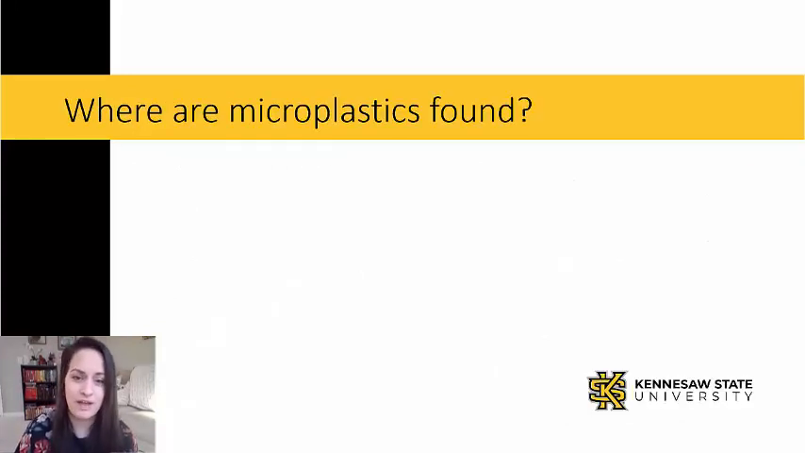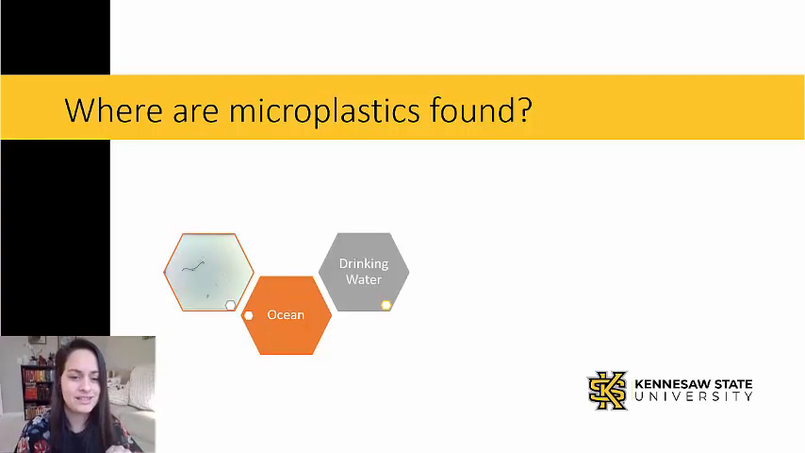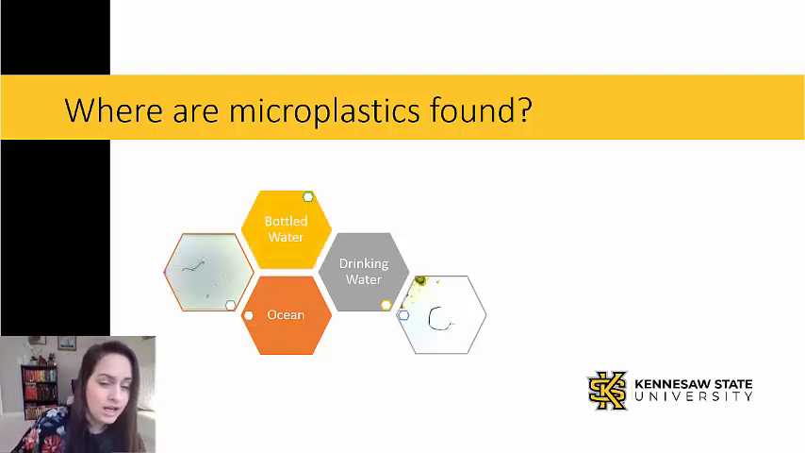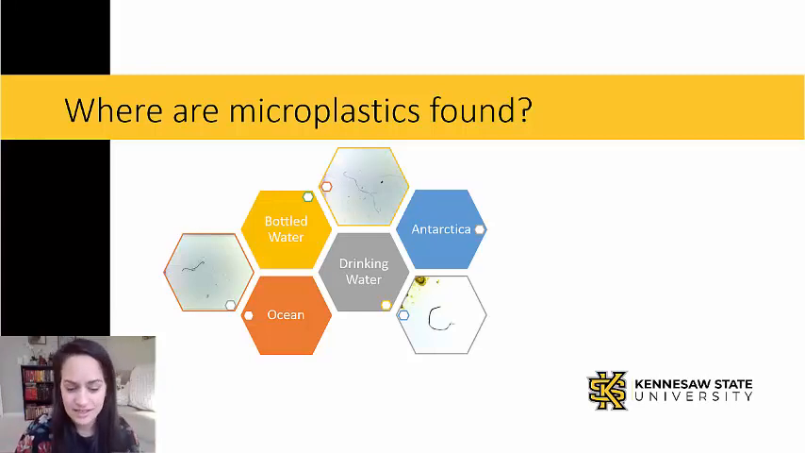So where are they found? Maybe a better question is where are they not found, but we see them in the ocean. That's probably how we first heard about microplastics. We do currently see them in drinking water. Not just drinking water out of your tap, but also bottled water. So in a sealed environment, we're finding these microplastics. We also see them in Antarctica and the Arctic Sea.